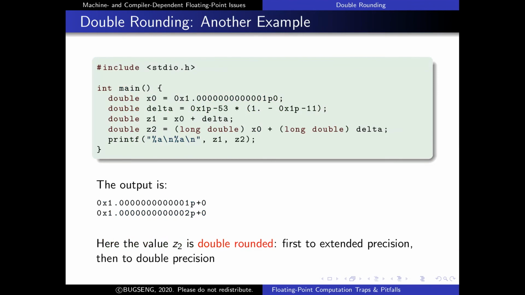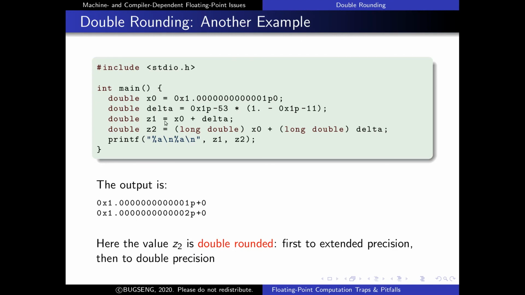Literals are just one way in which the problem can show up. Here is another interesting way. We have two doubles, x0 and delta. We add them directly into Z1. But we also do an alternate computation. Let's say that this was done by the programmer saying, I want to do this addition with more precision, so I will convert x0 and delta to long double. So the addition will be performed in the long double format. However, the output is this.